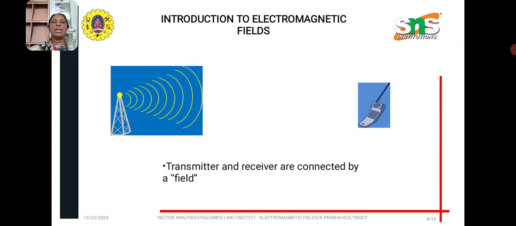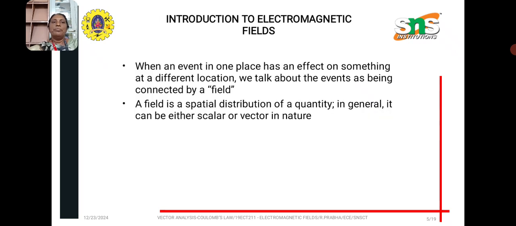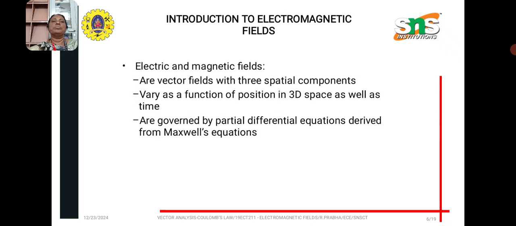So in the diagram we have a transmitter and receiver. If we send information from the transmitter, it will reach the receiver by the phenomenon called field. When an event in one place has an effect on something at a different location, we talk about the events as being connected by a field. A field is a spatial distribution of a quantity. In general, it can be either scalar or vector in nature.